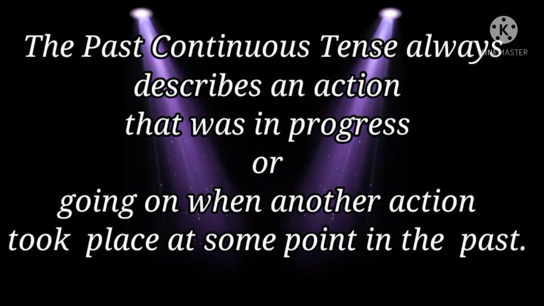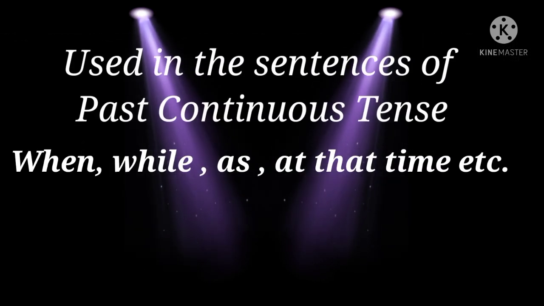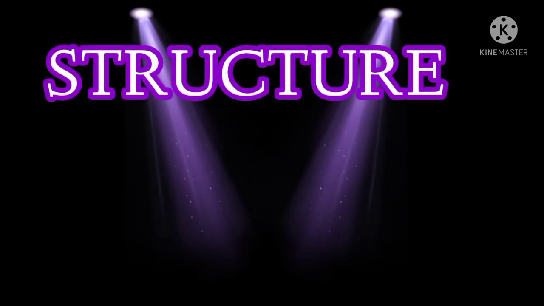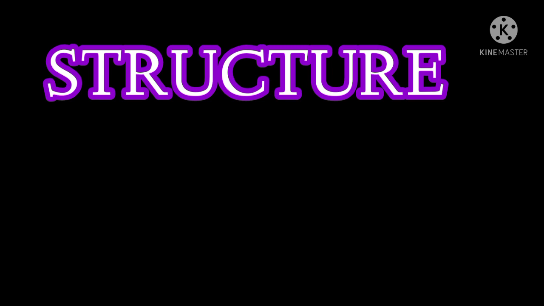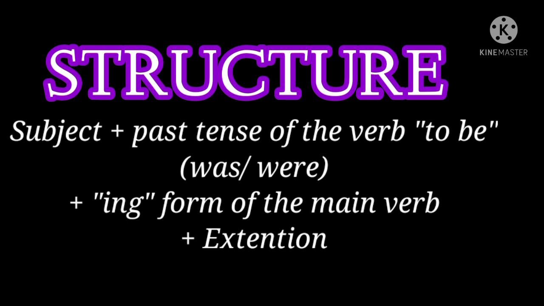Some particular words are generally used in the sentences of past continuous tense, and they are when, while, as, at that time, etc. We have a particular structure to form a sentence in past continuous tense, and the structure is subject plus past tense form of to be, that is was or were, plus ing form of the original verb, that is also called main verb, plus extension.